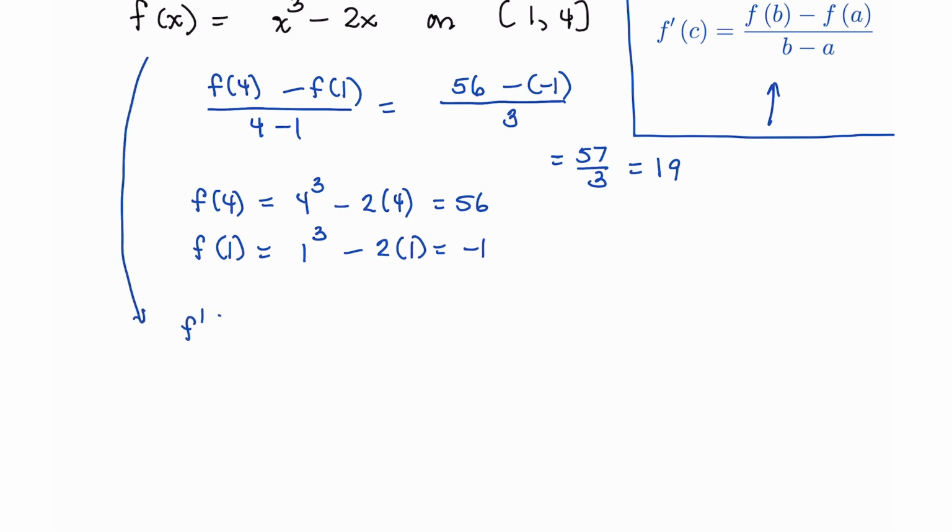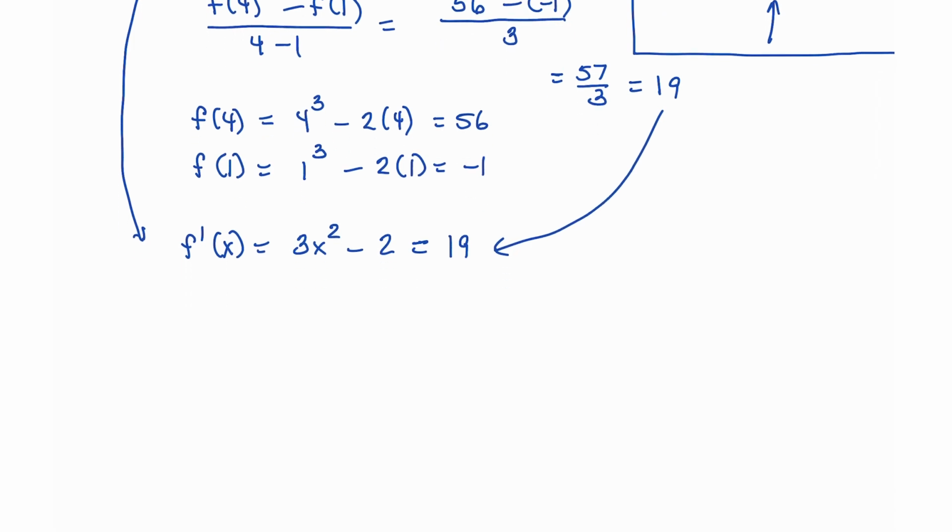So f prime of x is 3x squared minus 2, and the value of c guaranteed by the mean value theorem is where the derivative is equal to 19. So now we solve for x, and hopefully we get a number between 1 and 4. So let's see what happens there. I'm going to add 2 to both sides. We get 3x squared equals 21.